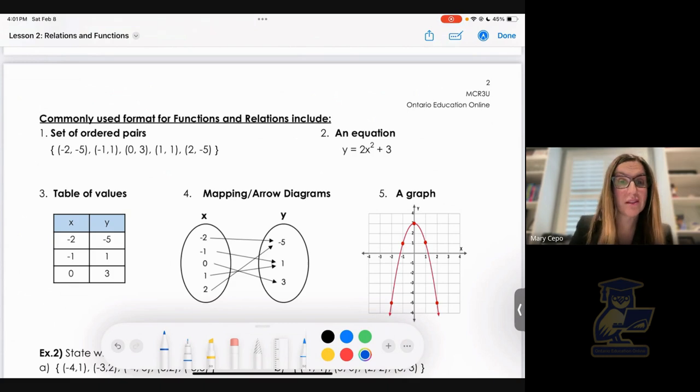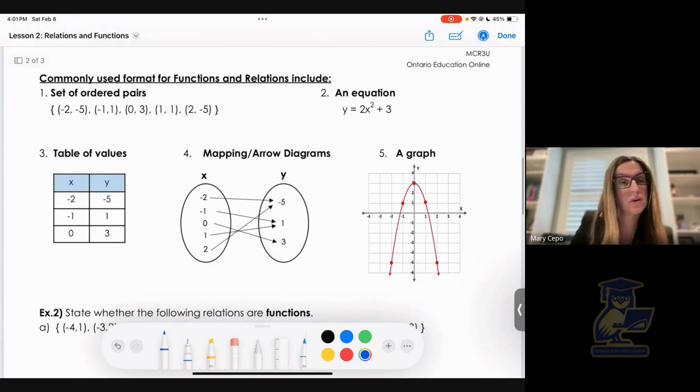But before that, let's state all the different formats for functions and relations. These include what we most commonly see, a set of ordered pairs. Again, the relation can be shown as an equation, a table of values, a mapping, often called an arrow diagram, or a graph.